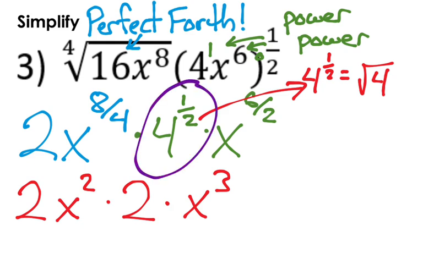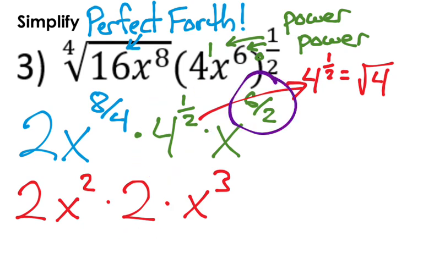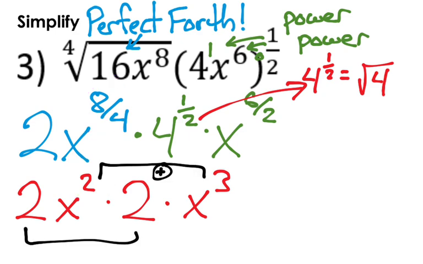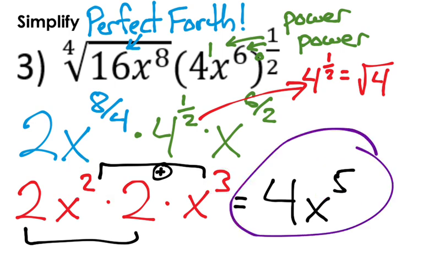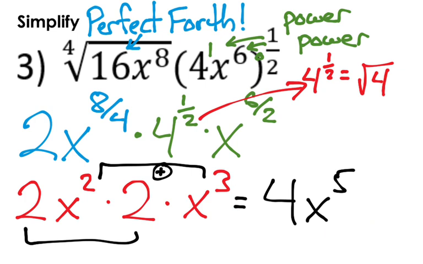The 4 to the 1/2 power comes down as a 2. The x to the 6 over 2 power becomes a 3, and then the 8 over 4 just becomes a 2. Lastly, the same base multiplying rule takes over for the x's, and the two 2's multiply together for the number 4, and x squared times x cubed, you would just add the 2 and the 3 and get 5. So an x to the 5th power, giving you 4x to the 5th as the final answer.